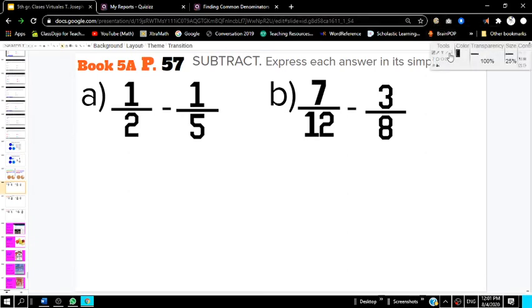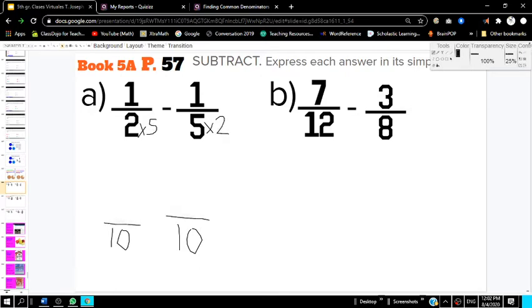So what are we going to do to get the same common denominator? Well, what we can do is list out the multiples, just like last time. 2, 4, 6, 8, 10. And then also for 5, right? 5, 10. So 10 is going to be our common denominator for both of our fractions. 5 times 2 is 10, and 2 times 5 is 10.